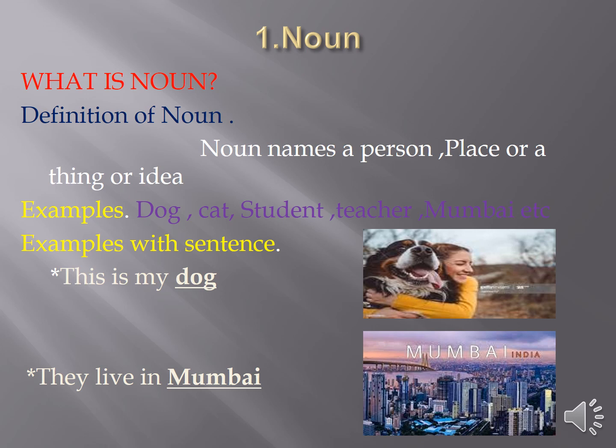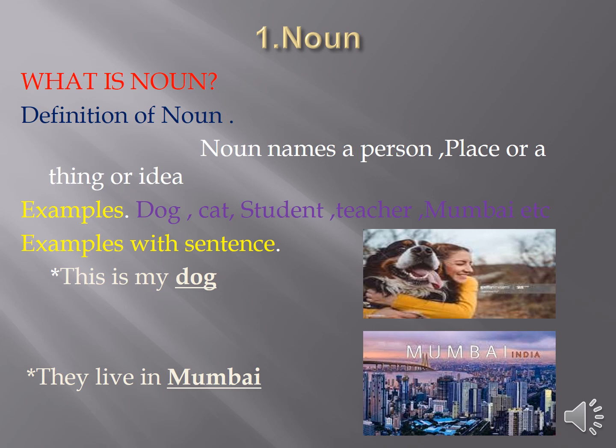If we take a sentence, in that picture you can see the girl is hugging a dog. So what can we say? We can say, this is my dog. Next, there is a picture of Mumbai. How can we use Mumbai in a sentence? They live in Mumbai. The dog, which is underlined and written in bold, is a noun. And in the second example, Mumbai, which is written in bold and underlined, is also a noun.